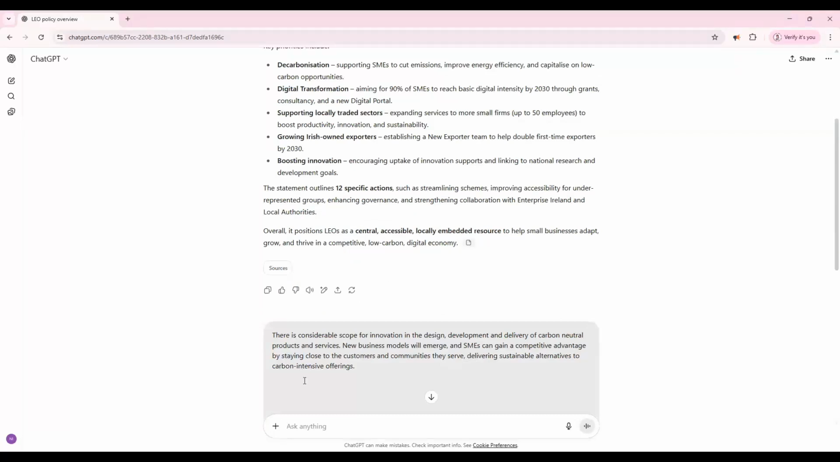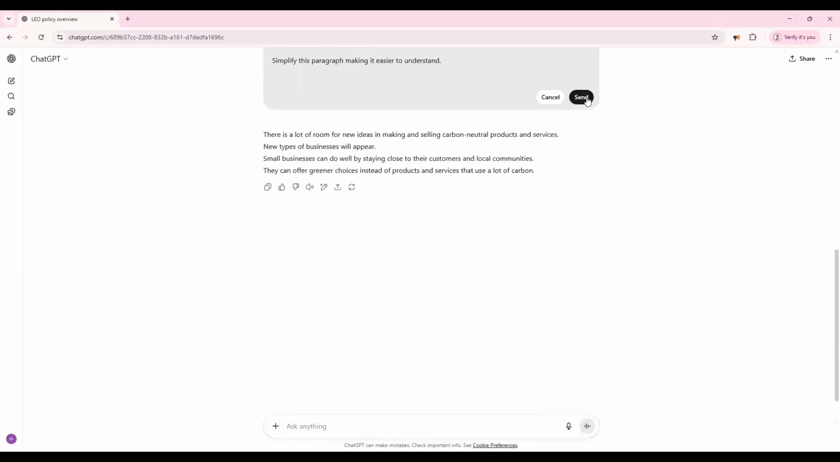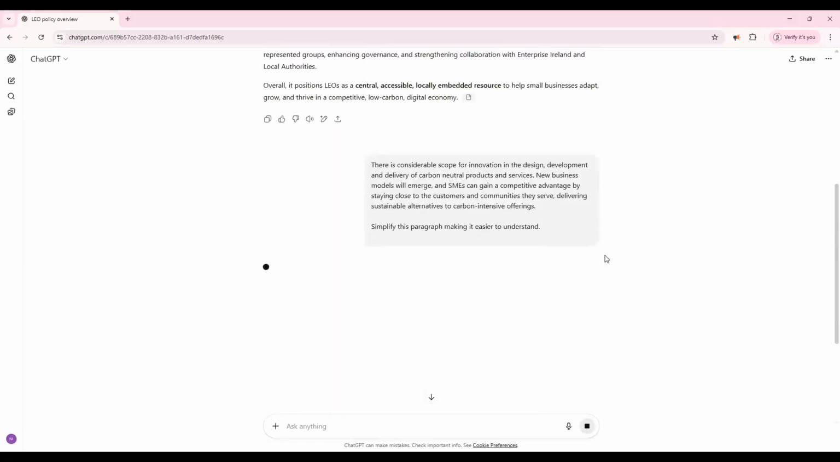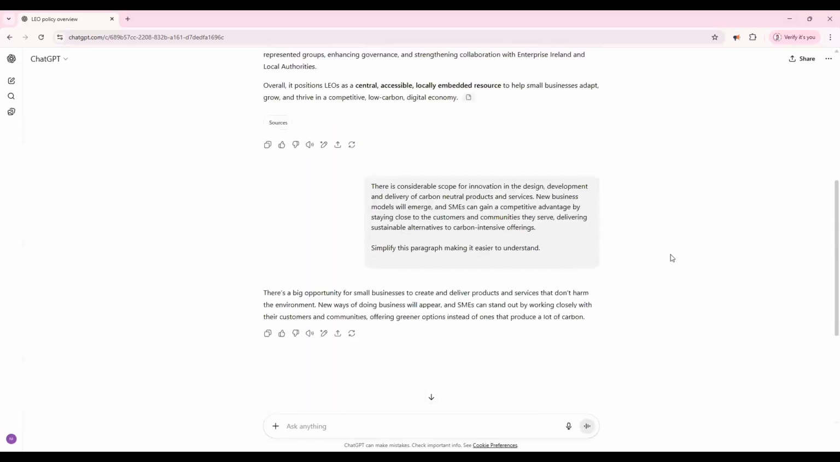I'm going to say, simplify this paragraph, making it easier to understand. And let's press enter. Okay, and this is what we get.